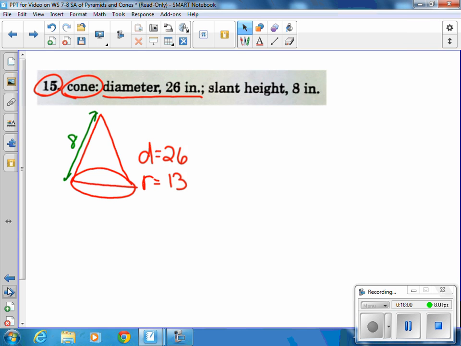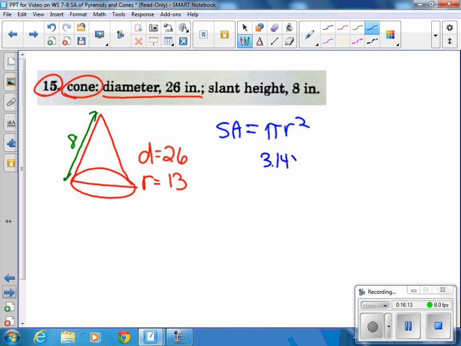Okay, so let's work it out. I'm trying to find the surface area. I know I need the base first. So the surface area is equal to pi r squared for the base. So that's going to be 3.14 times the radius, which is 13, times 13 again, because it's squared. If you want to put 13 squared, that's okay. When I do that math, I wind up with 530.66 inches squared. Okay, so this is the surface area of the circle part, right?